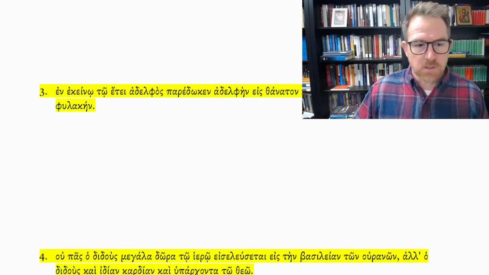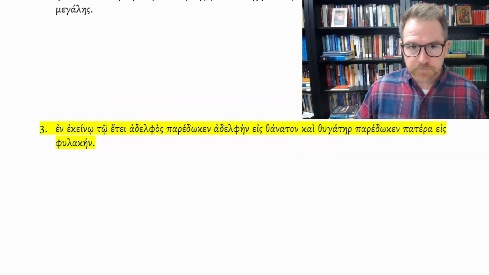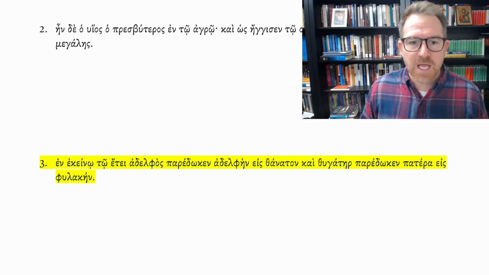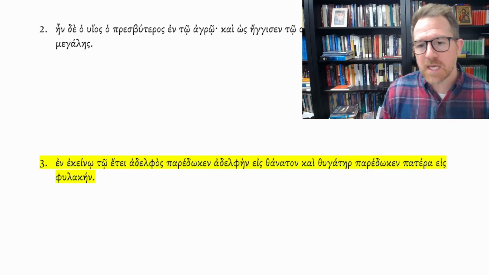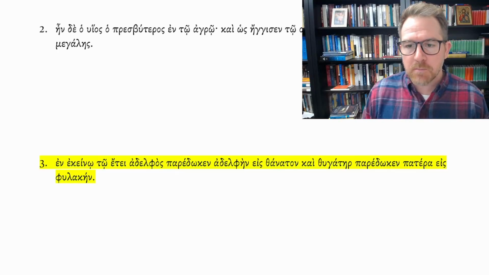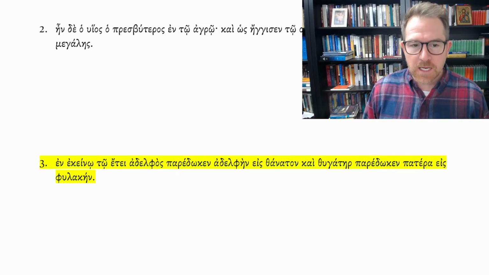So let's begin here with lesson 28. I'm going to look at example sentence number 3 to start out with. We'll read the sentence in Greek, break it into its constituent parts, translate it as we go, and then do a couple more examples. I'm actually going to do this as a bigger screen so you can see it a little easier. En ekeine tō etei adelphos paredōken adelphēn eis thanaton, kai thugatēr paredōken patera eis phulakēn.